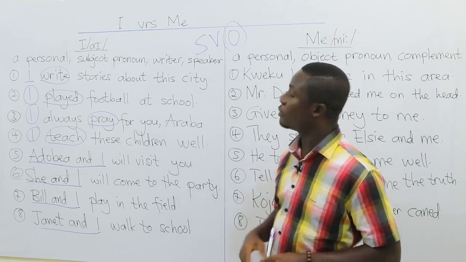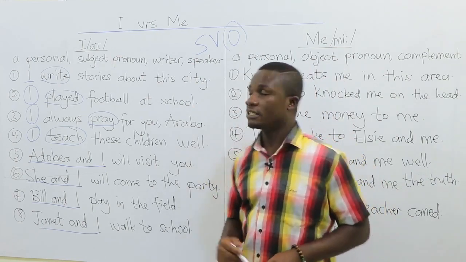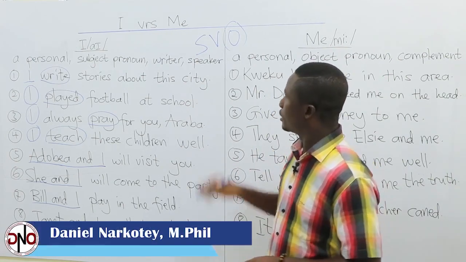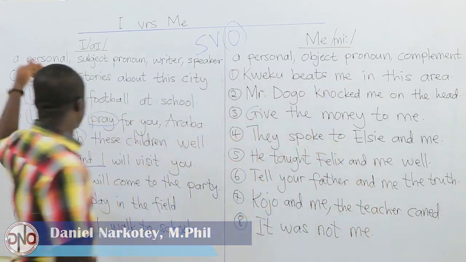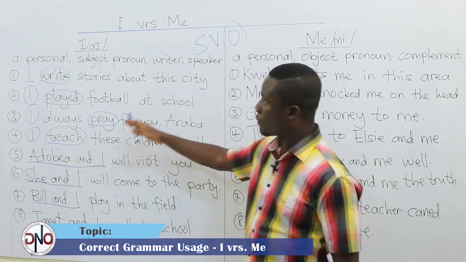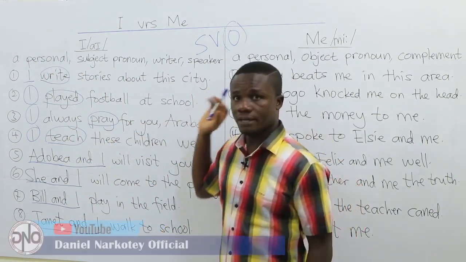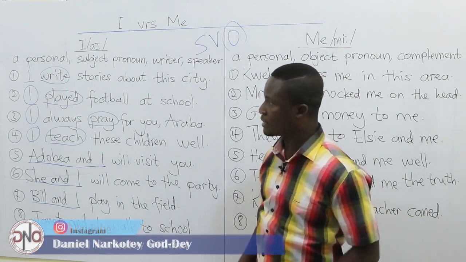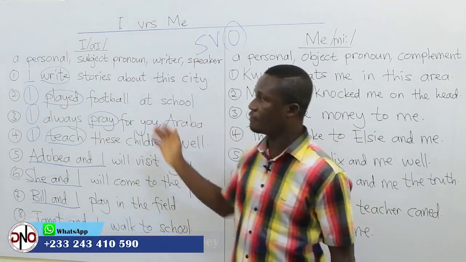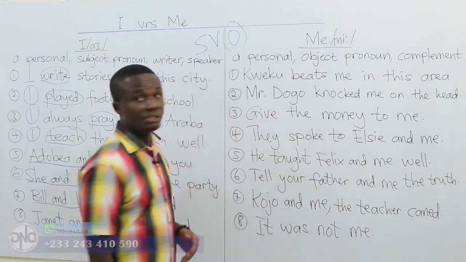Of course, it is not all sentences that have an object. It is optional in certain sentences, okay? So it means that the subject always comes before the verb in a declarative sentence. That is why you can see that I is before the verb. So let's look at me.